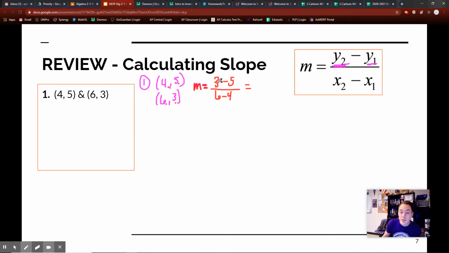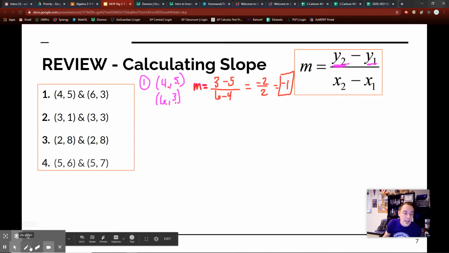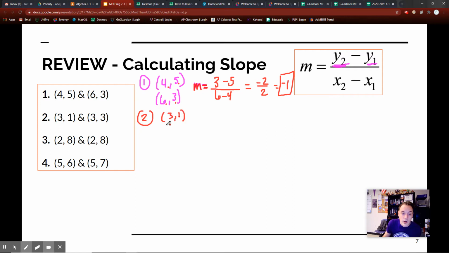So now I can simplify. 3 minus 5 is negative 2, and this becomes 2, so my slope is negative 1. Okay? Now let's crank out the rest of these. I'm going to do these really fast. So this is 3 comma 1, and this is 3 comma 3. And remember, it doesn't matter which is your y2 or y1, x2, x1, as long as you're consistent. So boom, boom, 3 minus 1, and then your x's, boom, boom. So 3 minus 3.